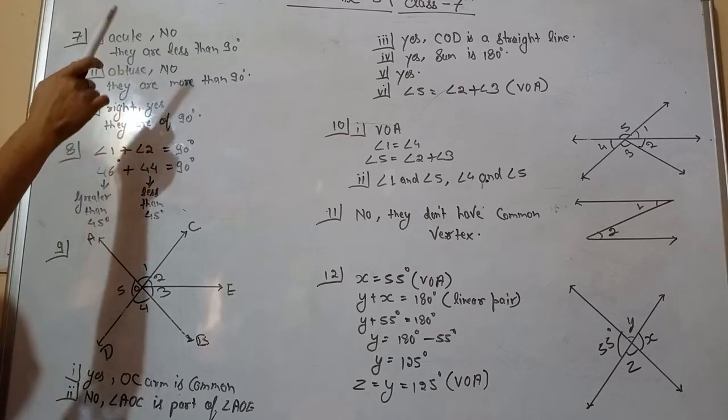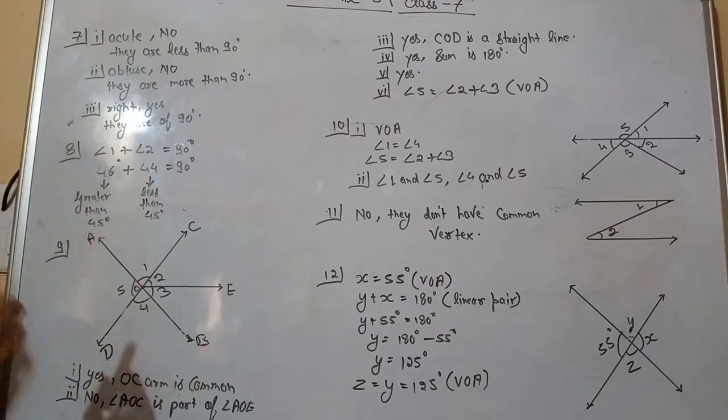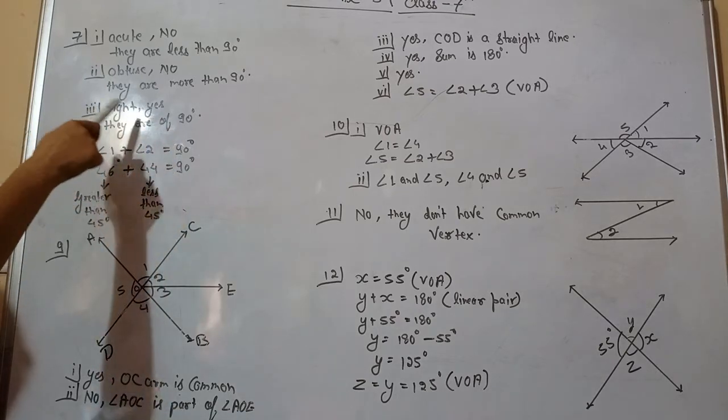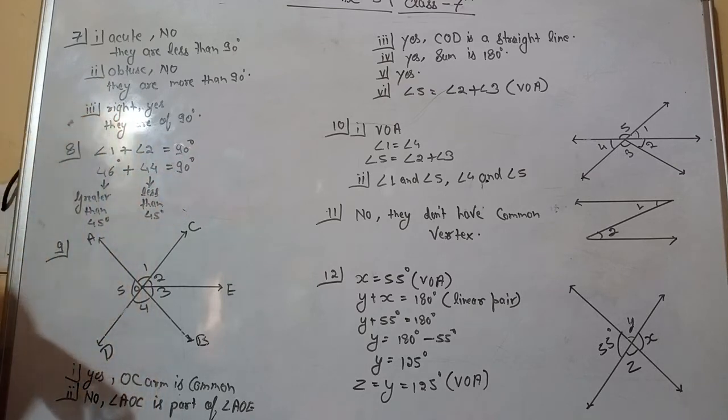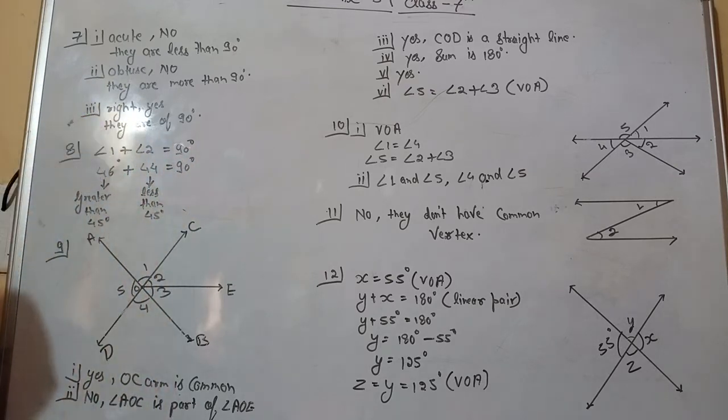Second, obtuse angles. Two obtuse angles also cannot form a supplementary pair because an obtuse angle is more than 90 degrees. So any two angles which are more than 90 degrees, when added together, give a result more than 180 degrees. Right angle: yes, two right angles can form a pair of supplementary angles because a right angle is 90 degrees. So 90 plus 90 gives us 180 degrees.